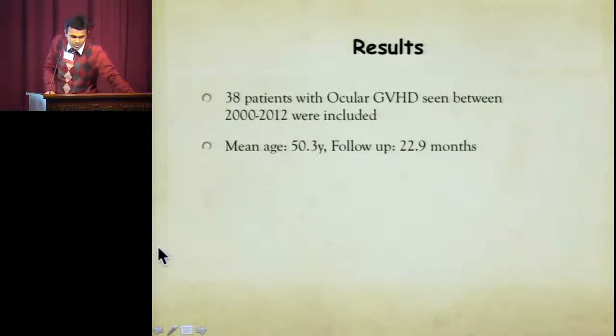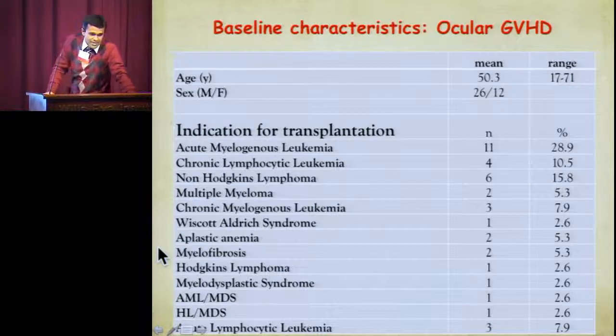There were 38 patients from around 2000 to 2012. Some of them were complete obsolescence patients way back in the 90s, with a mean age of 50 years and a mean follow-up of 22 months. Looking at the baseline characteristics, there were 26 males and 12 females. The commonest indication was acute AML, with 30% of the transplantations done for AML. A variety of other indications were also present.